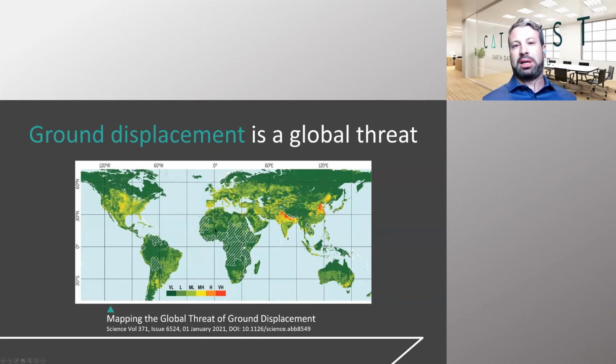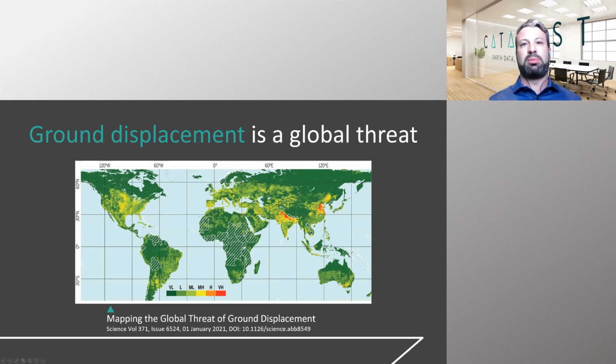So ground displacement is a global threat that occurs in a variety of different parts of the globe. If we look at this map here, we can see that areas that are medium to high risk cover the majority of the United States, with areas of higher risk in California and the eastern seaboard, as well as in the central United States. And then we have, as I mentioned, global coverage of ground displacement, where it impacts a variety of Europe, as well as Africa, India, and parts of China.